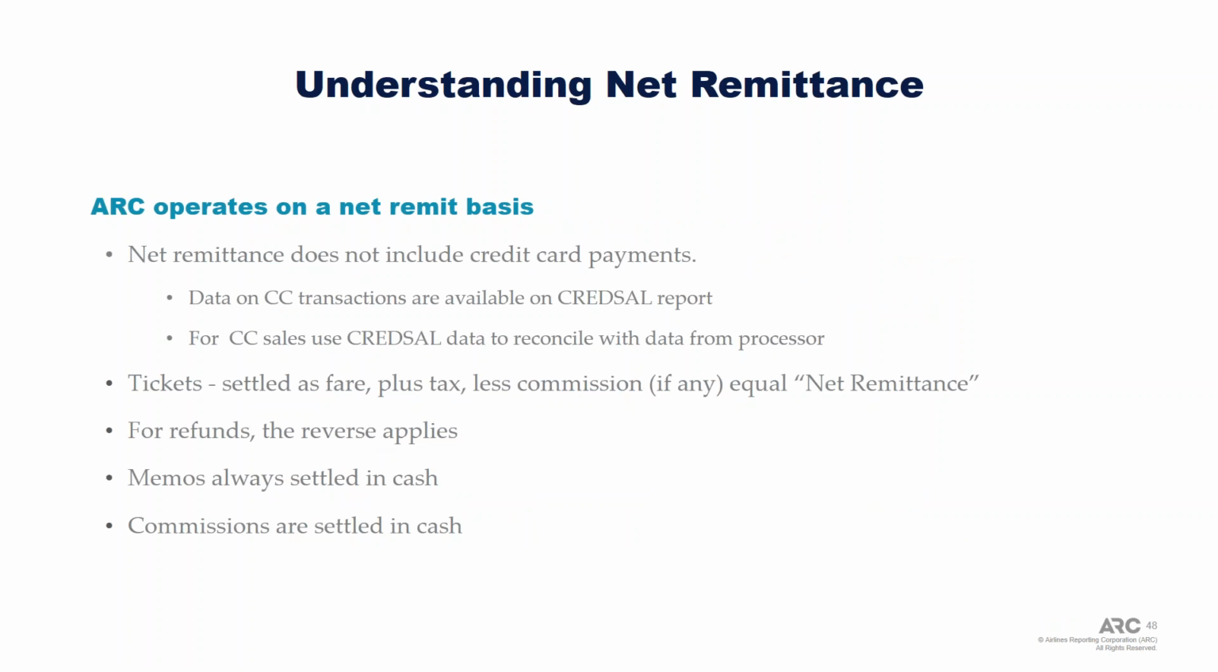Understanding net remittance. ARC operates on a net remit basis. Net remittance does not include credit card payments. Data on credit card transactions are available on the CredSol report. For credit card sales, use CredSol data to reconcile with the data from your processor. Tickets settled as fare plus tax less commission, if any, equal your net remit. And again, another reminder that memos are always settled in cash and commissions are always settled in cash.